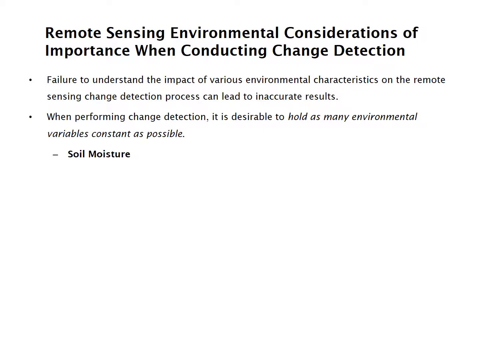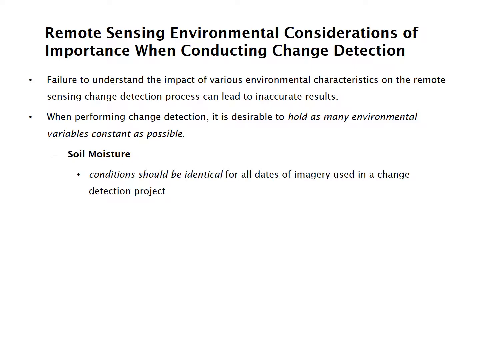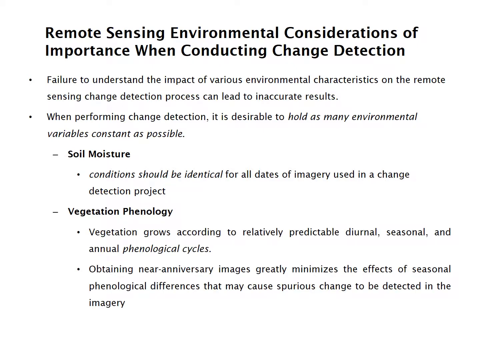Things like soil moisture. If one image is wet, one image is dry, you will have a noticeably different color, and you'll have a noticeably different response in the near infrared. Conditions should be identical for every date of the images you use for change detection. Vegetation phenology. What does that mean? That means vegetation grows according to relatively predictable diurnal, seasonal, and annual phenological cycles.